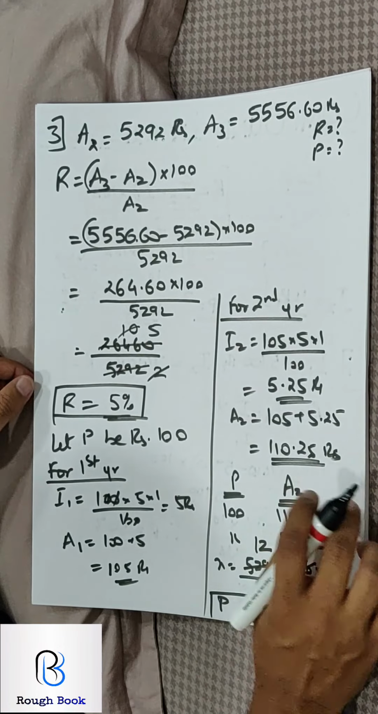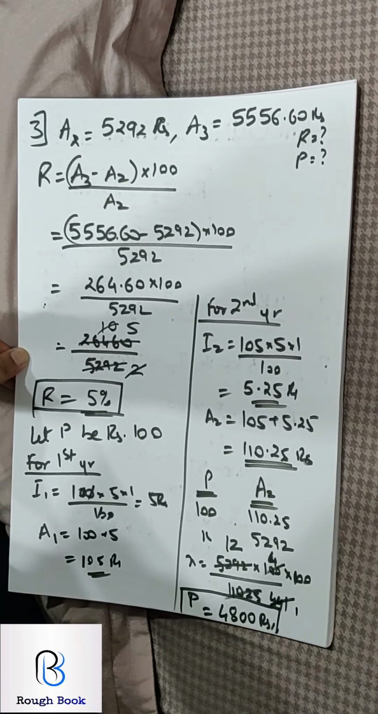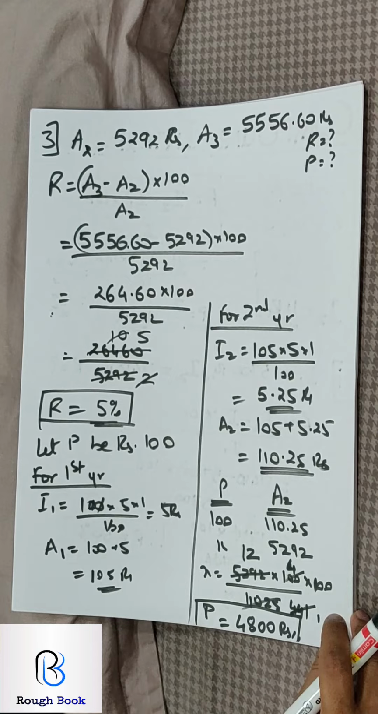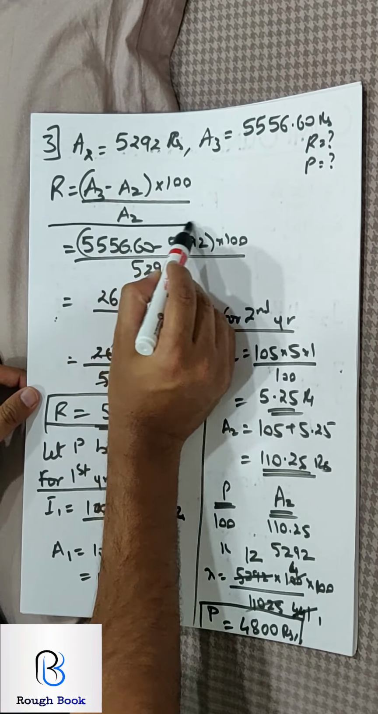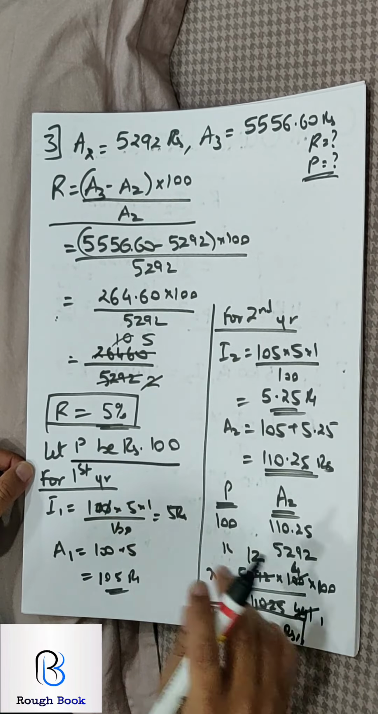A typical question what you will see in the exam. First you are supposed to find the rate, and once the rate is sorted, then you are supposed to find the principal. How to get the rate? You have the formula. And how to get the principal? Whenever principal is asked, we know that consider it as 100.